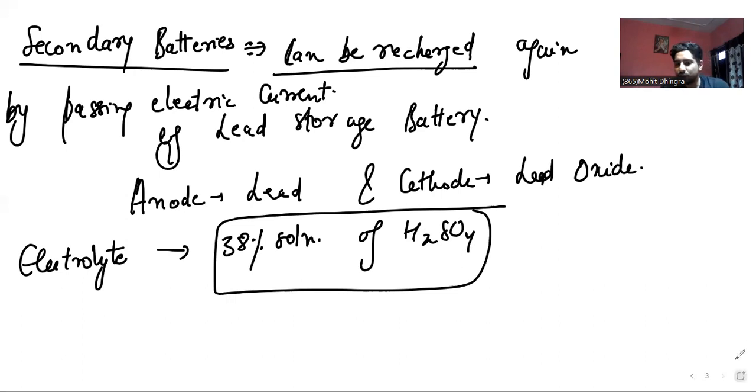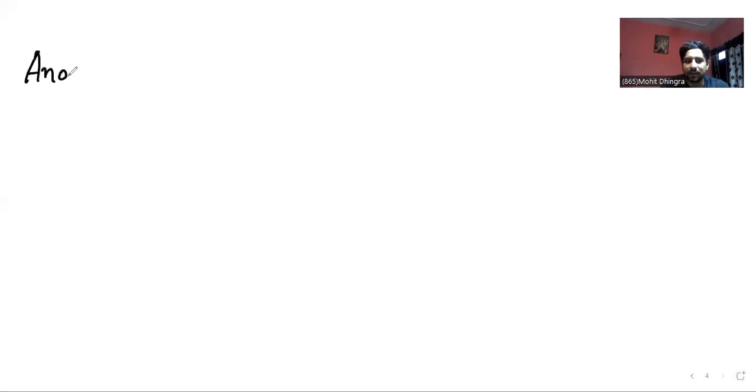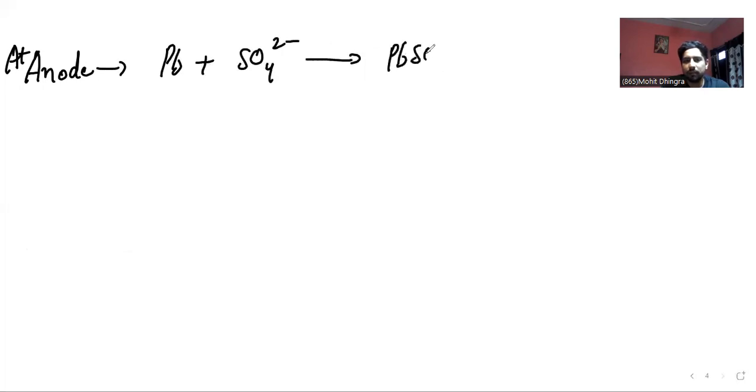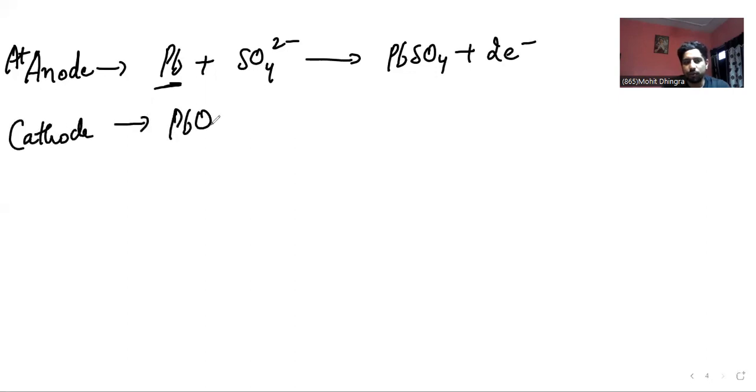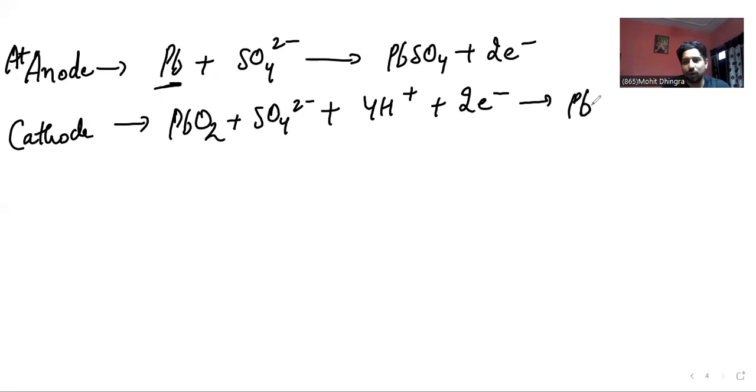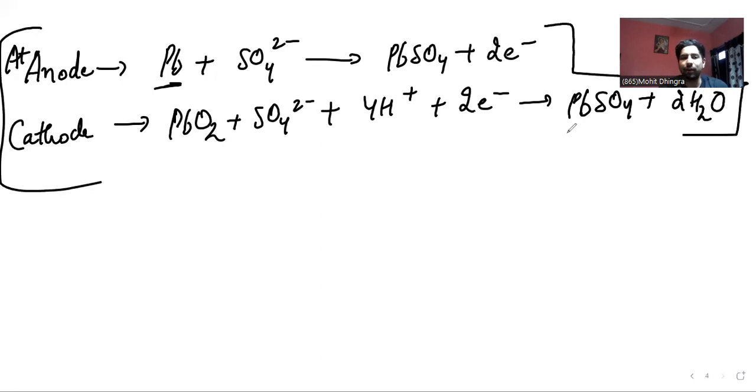Now we have to discuss which chemical reactions are happening there. At the anode, Pb plus SO4 2- gives PbSO4 plus 2 electrons. This Pb is getting oxidized. And at the cathode, PbO2 plus SO4 2- plus H+ protons plus 2 electrons gives PbSO4 plus 2 H2O. These are the two reactions which you have to remember.